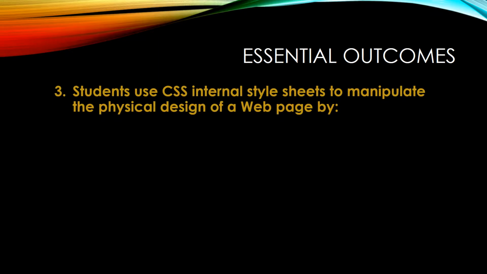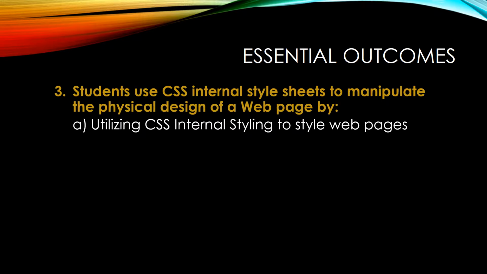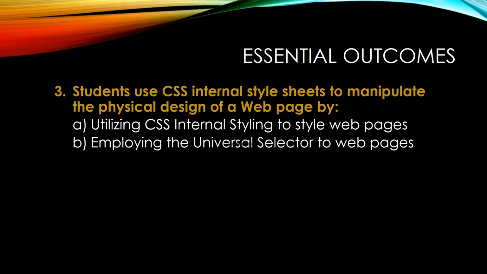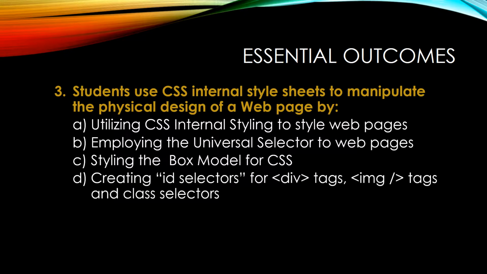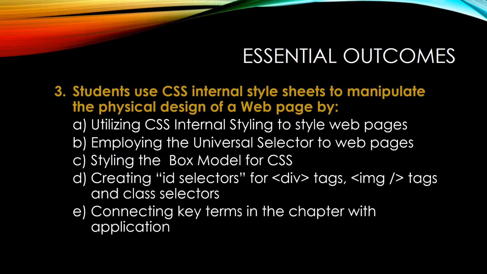The essential outcomes for this chapter: you will be able to manipulate the physical design of a web page by utilizing CSS internal styling, by adding universal selectors to your web page, styling the box model for CSS, creating ID selectors, image tag selectors, and class selectors. And you will be able to connect key terms in the chapter with the application.